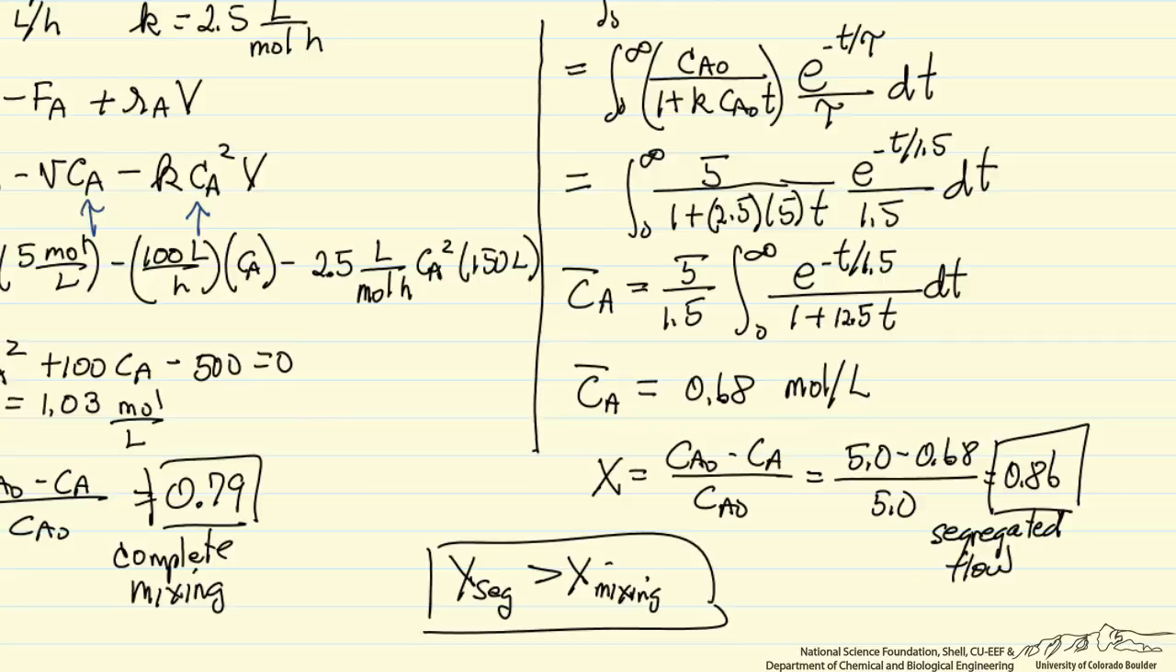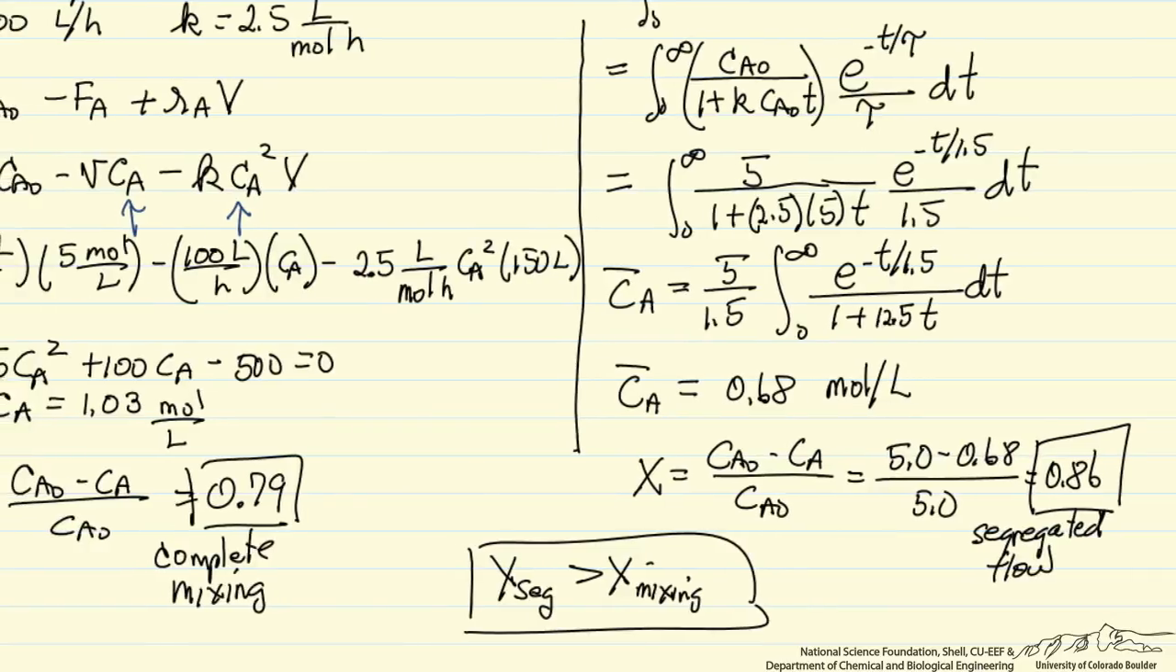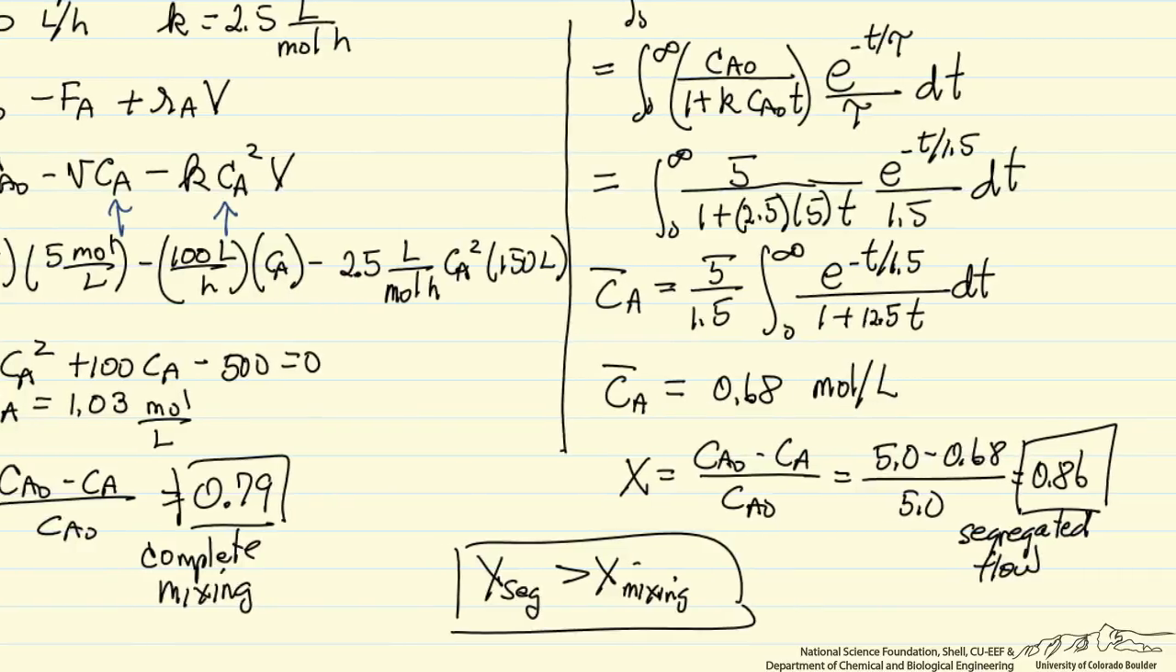The important point here is that there's a difference in conversion for an ideal CSTR depending on whether we assume complete mixing or we assume segregated flow. So the residence time distribution is not sufficient for us to determine what the conversion is going to be in the reactor. We need some information about mixing.